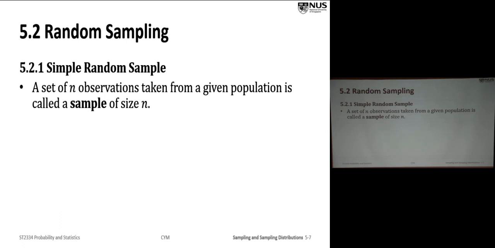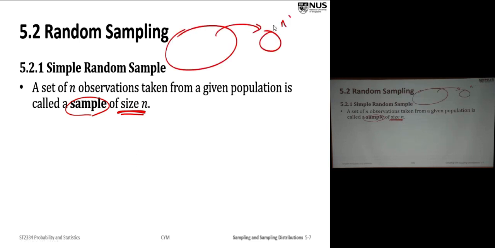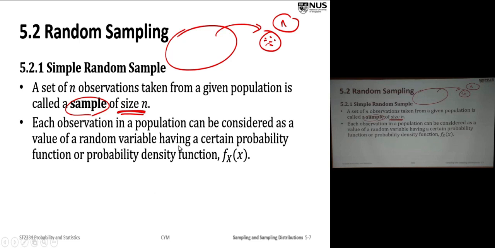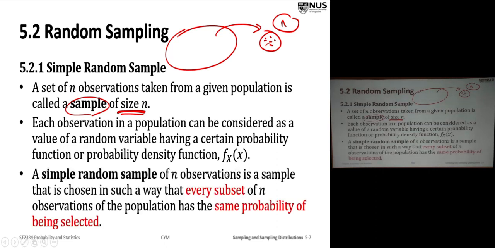So suppose I have a population, and I want to take n individuals from this population. Then I call that a sample because it's part of the population, and a sample of size n because I take n individuals out of this population. So for a population, finite or infinite, I take a sample with n observations. There are n observations here. Each observation in the population can be considered as a value of the random variable given by this f of x. A simple random sample is just saying that any subset of n observations from the population has equal probability of being selected.